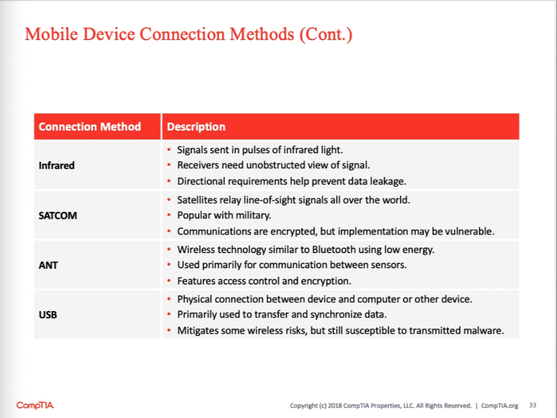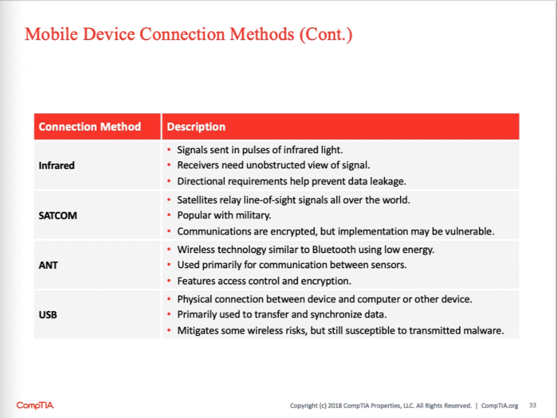ANT. So ANT is a wireless technology that's going to be similar to Bluetooth, but it consumes much smaller amounts of energy, and it's going to be used in communications between sensors. So this is going to be your heart rate monitors, your fitness monitors, like your Apple Watch, how it monitors your health, right? And features can have access control and encryption methods for security as well.